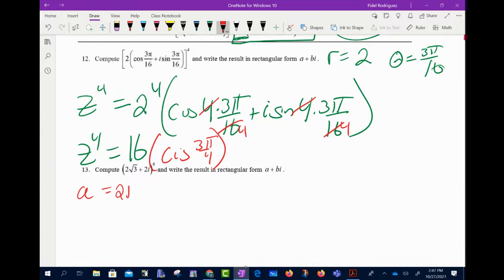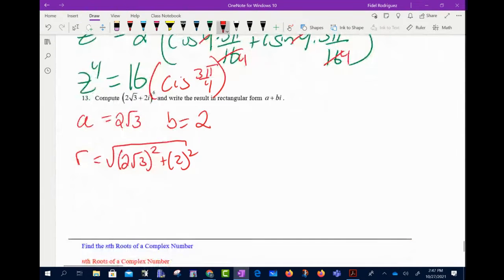Y'all agree that my a is 2 square root of 3 and that my b is equal to 2? So first thing we're going to do is find our r. Remember, the way we find this is we take 2 square root of 3 squared plus 2 squared.